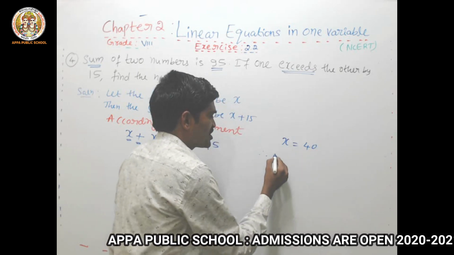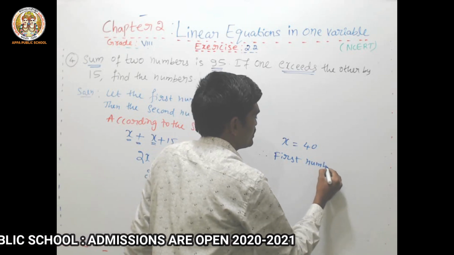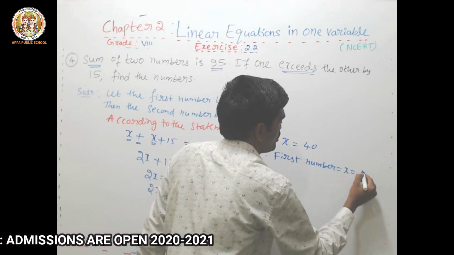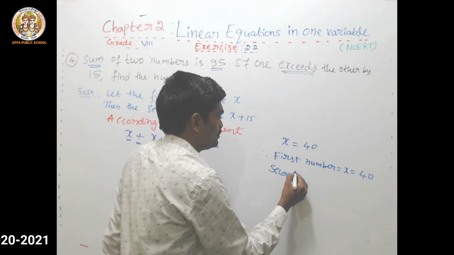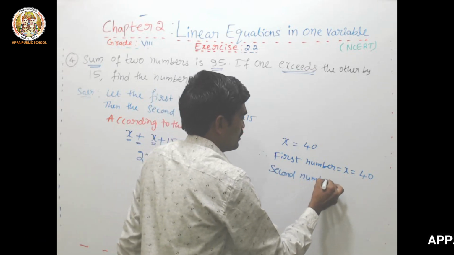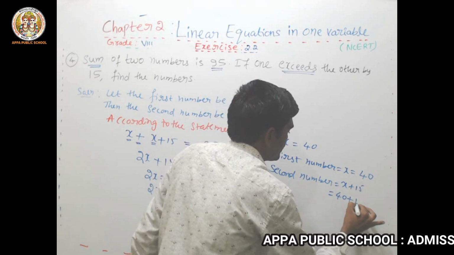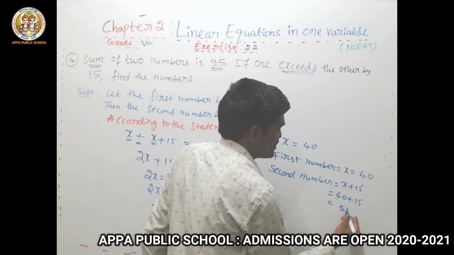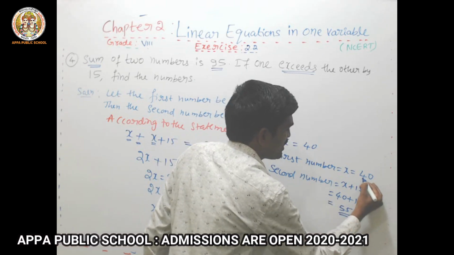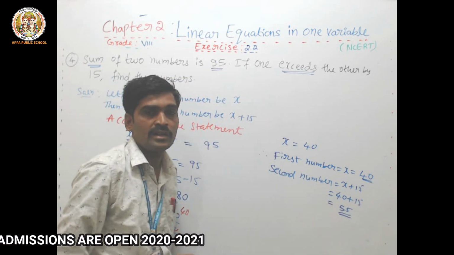Therefore, the first number, what did we consider? x. First number is equal to x, that should be 40. Now the second number is x plus 15. Substitute the value of x: 40 plus 15, that should be 55. Now my dear students, 55 plus 40, the sum of these two numbers, you will get 95. Understood?